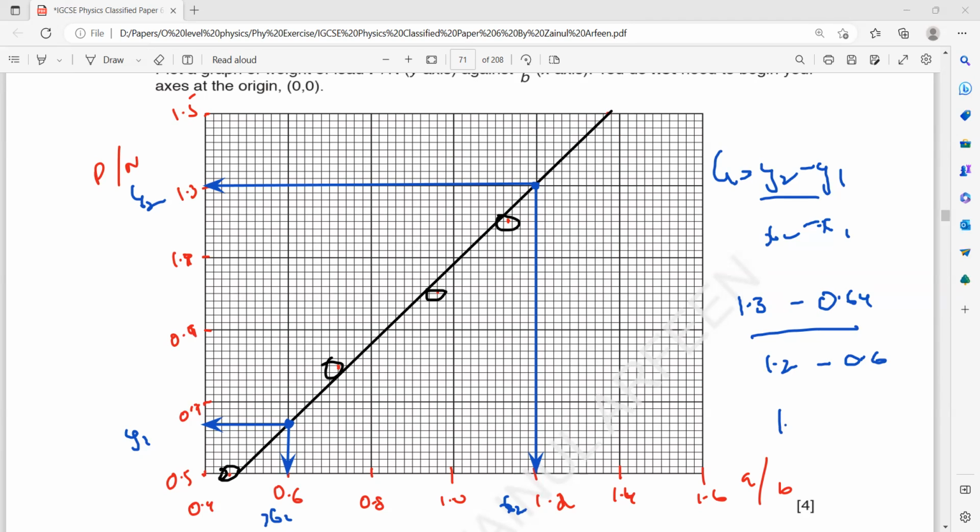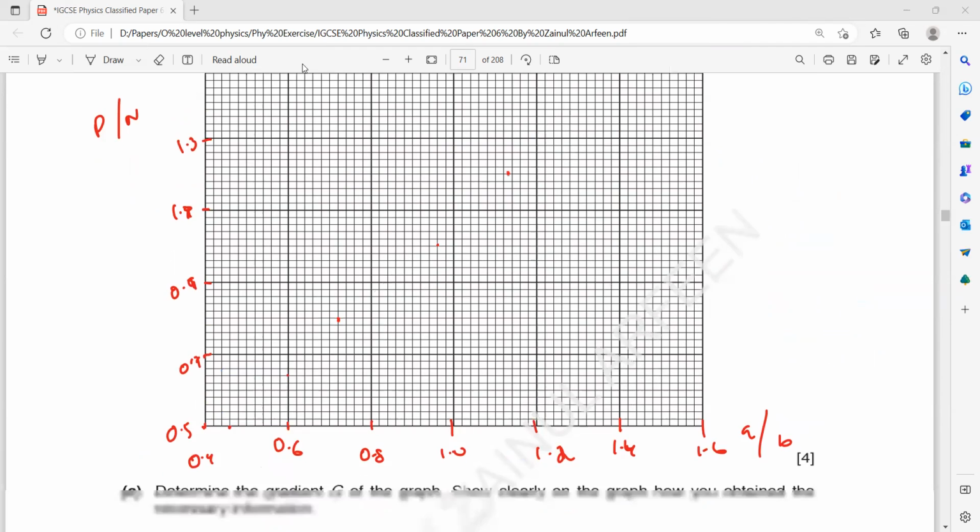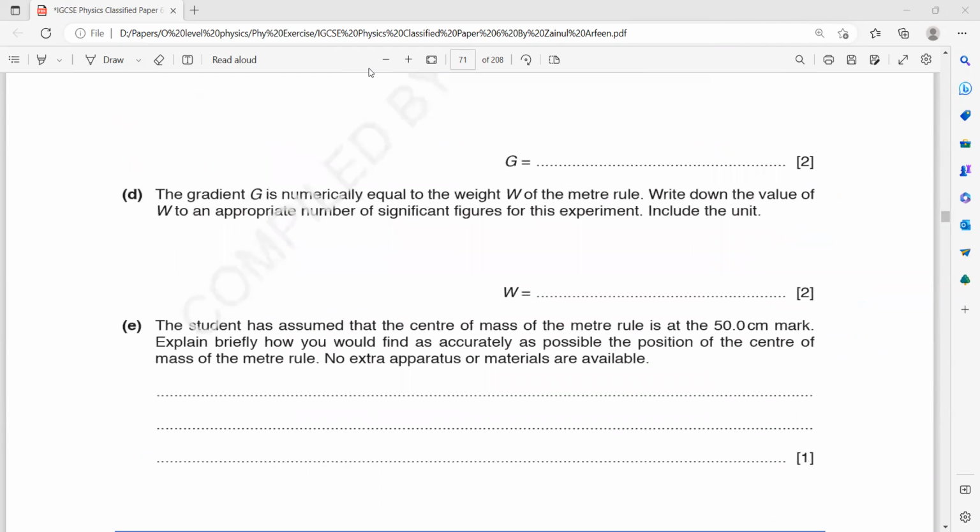And usually 1.1, 1.2 is the weight of a meter rule or a meter scale. So the value of the gradient is 1.1. 1 mark is for the answer, 1 mark is for showing the working. And then they say gradient is equal to W. The value of the gradient and W are the same. So gradient is 1.1, W is 1.1, and 1 mark is for writing the unit.